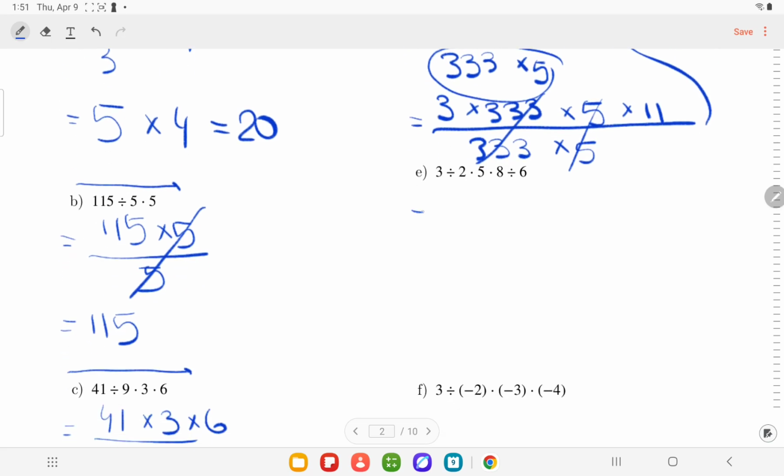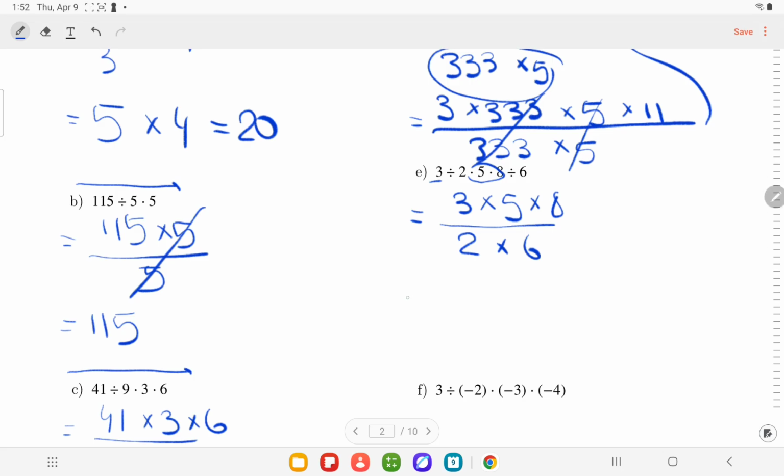For E, it's the same idea. We're going to write this as a fraction. So anything that is being multiplied is in the numerator, and everything that is being divided is being multiplied in the denominator, if that makes sense.